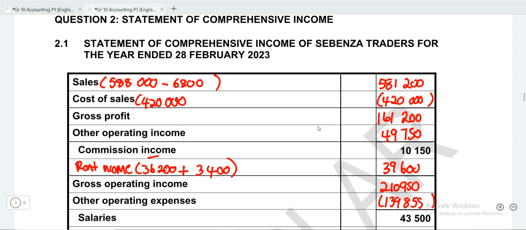Okay, so now this is how you roughly do an income statement, guys. I hope that this lesson has helped, that you guys have understood how to prepare an income statement. If you want me to personally tutor you, you are more than welcome to contact me using the details that are available in the description of this video.